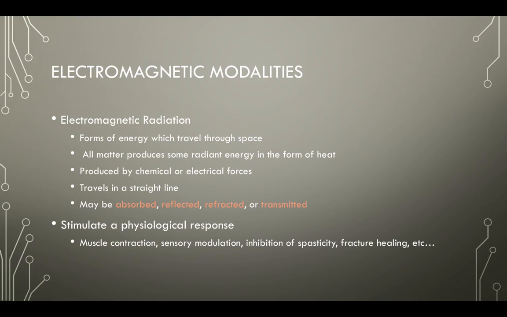Electromagnetic radiation can be produced by chemical or electrical forces. It always travels within a straight line, and when it travels and hits a medium, it's either absorbed by the matter, reflected, or refracted. Reflected would be completely straight off of the surface. Refracted would be that it comes off at an angle, or it can be transmitted through. Usually it's a combination of all of these, especially when we talk about electromagnetic. Usually we'll have some of the energy absorbed, some will be transmitted, some will be reflected off.